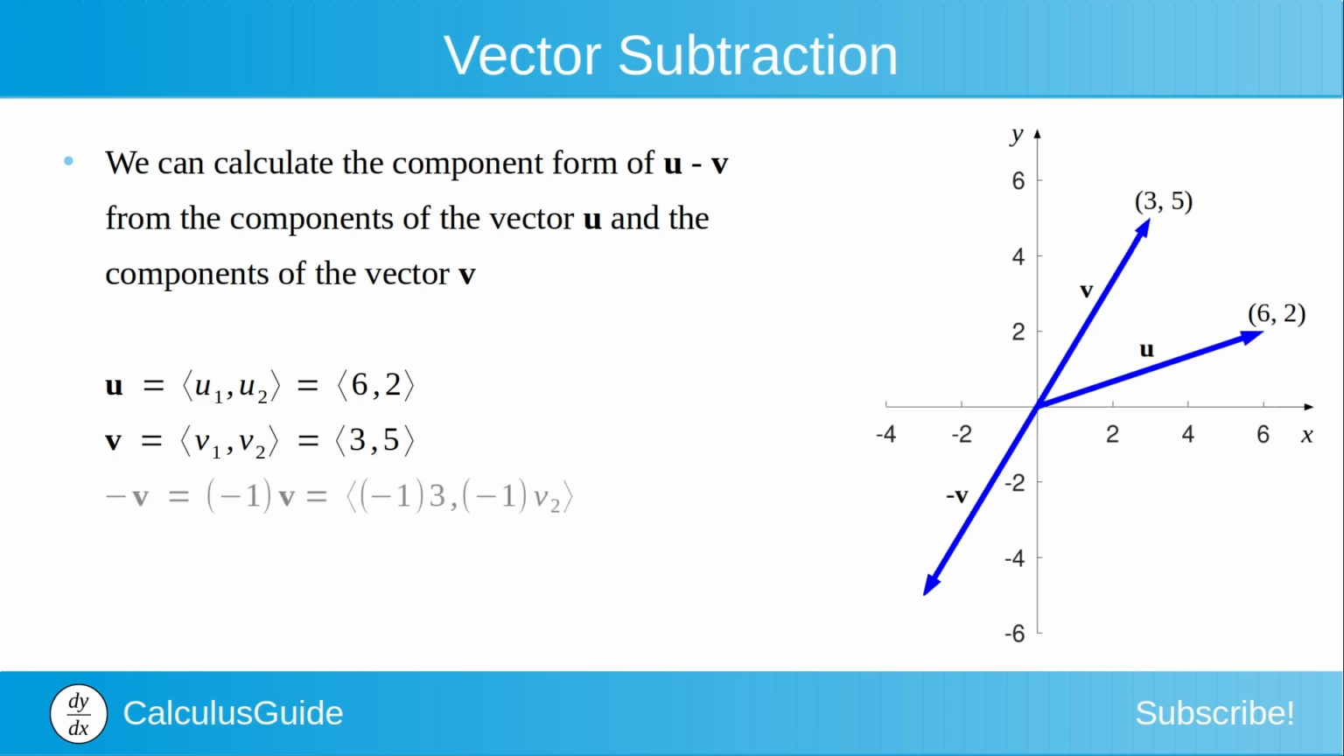v1 is equal to 3 and v2 is equal to 5. Minus 1 times 3 is equal to minus 3, and minus 1 times 5 is equal to minus 5. So we've calculated that the component form of the vector minus v is equal to minus 3, minus 5. This vector in standard position extends from the origin to the point minus 3, minus 5.